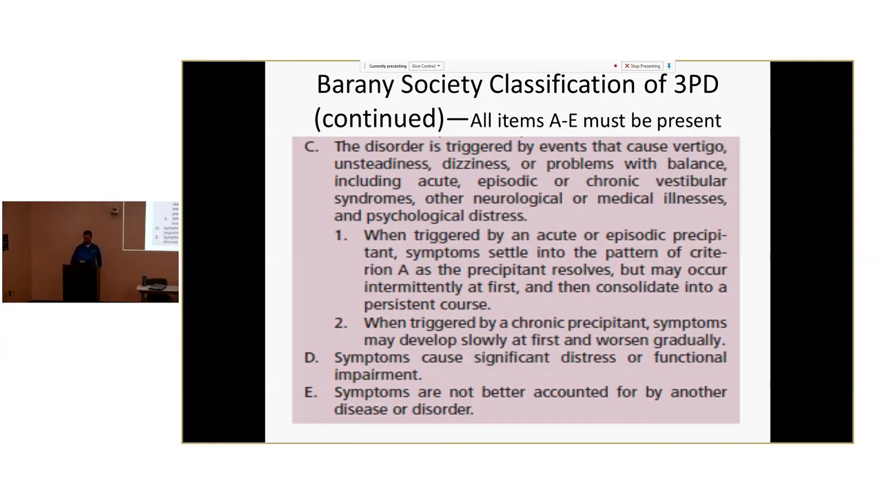The 3PD has an acute trigger, it may be concurrent with other vestibular syndromes. If it is chronic, it tends to be related to a slower onset and progression. Item D there, that symptoms cause significant distress or functional impairments, so it has to have a functional outcome. And then E there, symptoms are not better accounted for by another disease or disorder. 3PD is not a diagnosis of exclusion. It's a clinical diagnosis, meaning that you have to have those five items, but you don't have to rule everything out. You can have other things accounted for within the diagnosis.